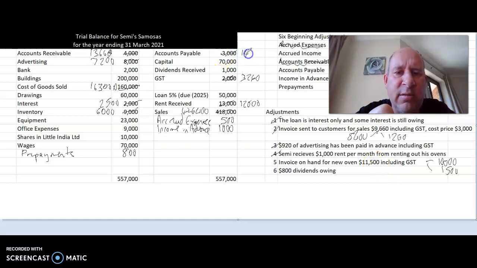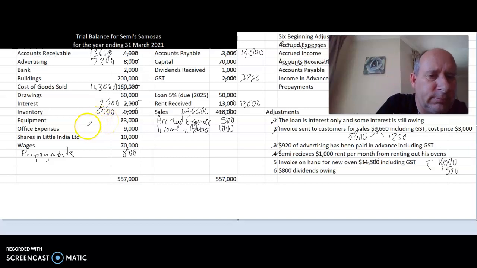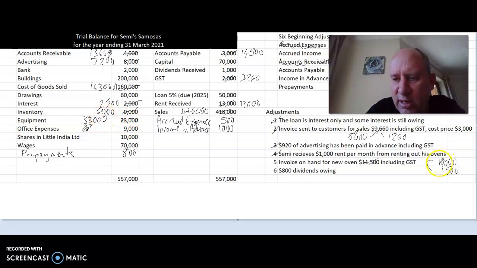So we'll make that 11,500 and 3,000. Did that bit? Good. The 10,000 is for an oven. So where's the oven going to go over here? Hopefully you found equipment. Going to add the 10,000. Oops. 23 up to 33. Good, that's the 10,000 bit.